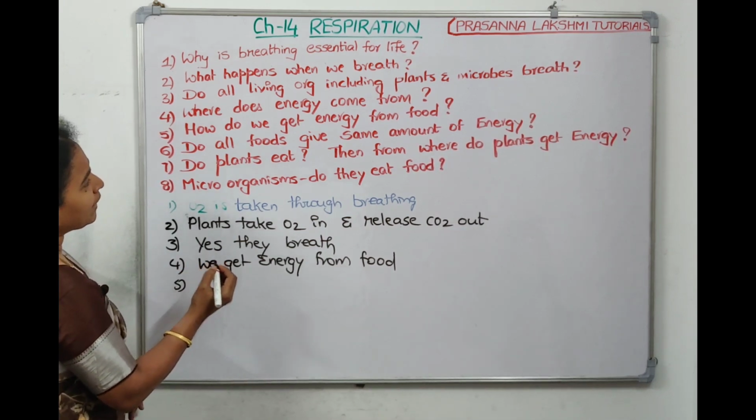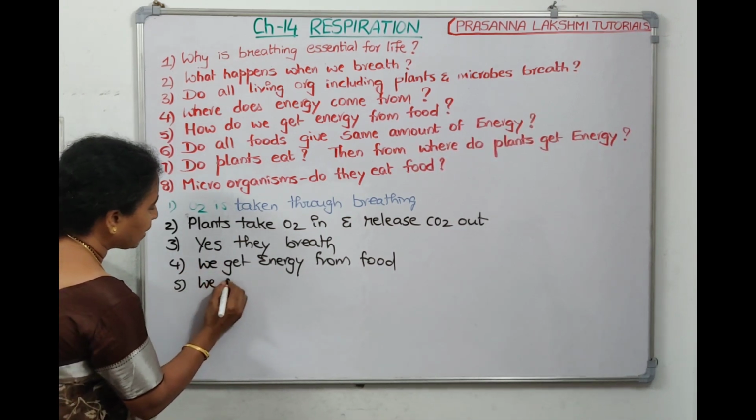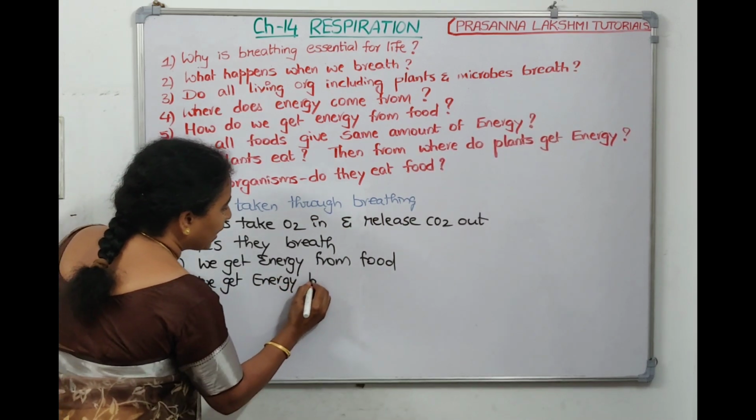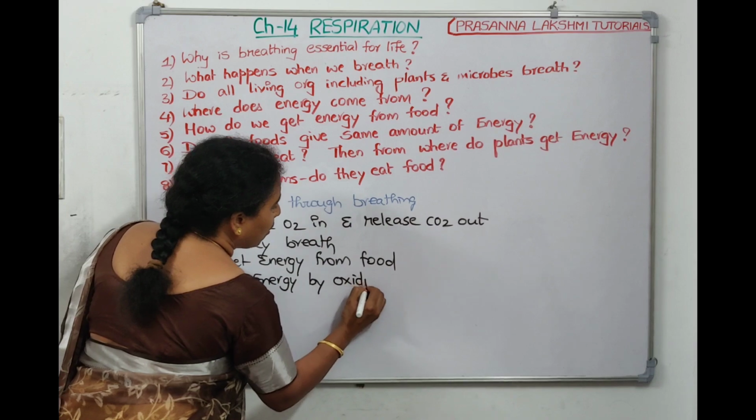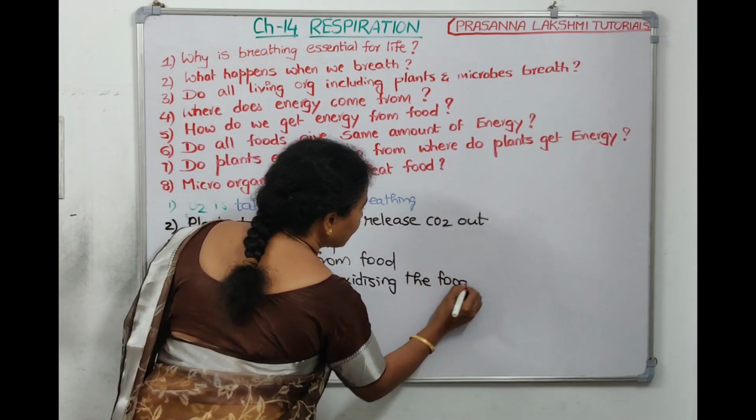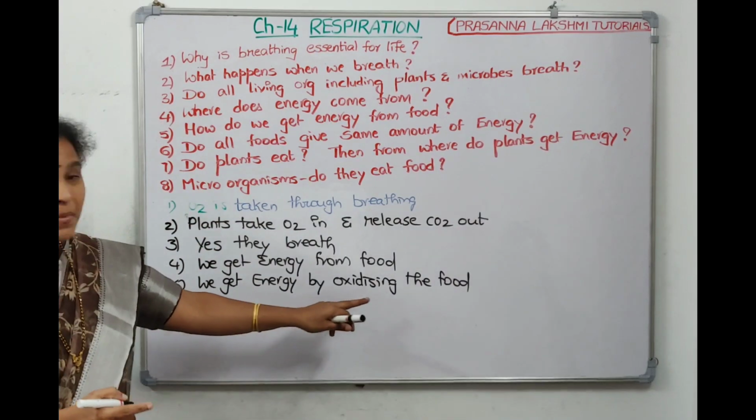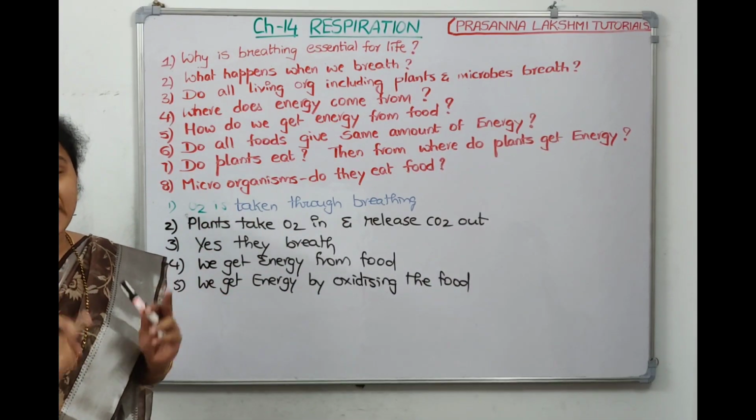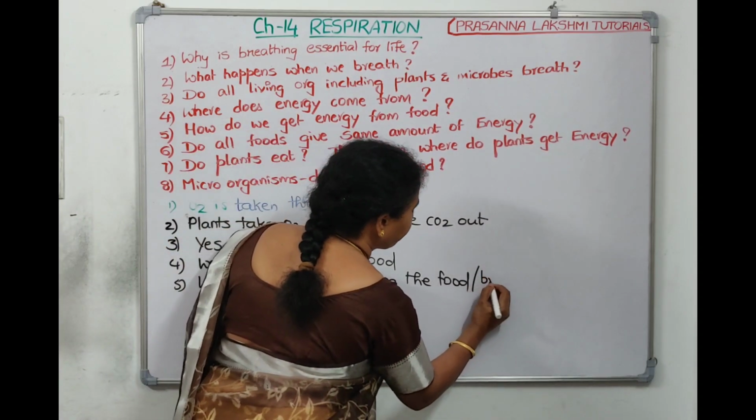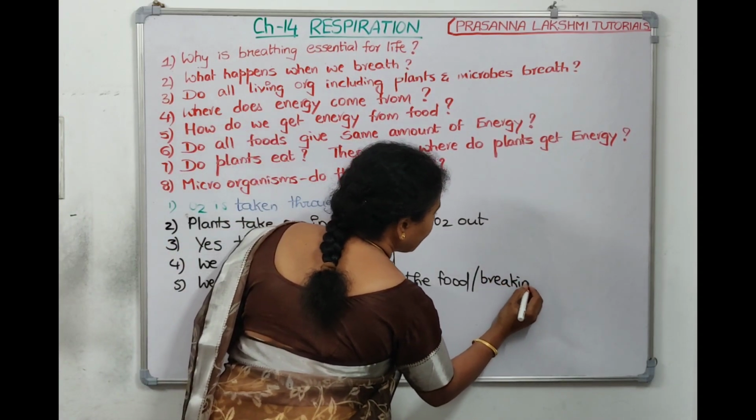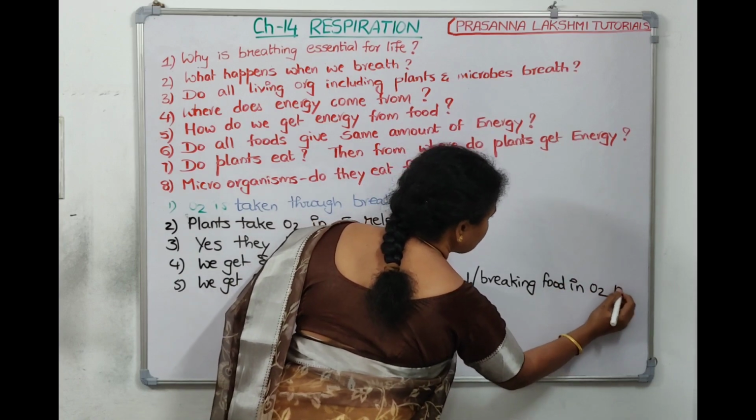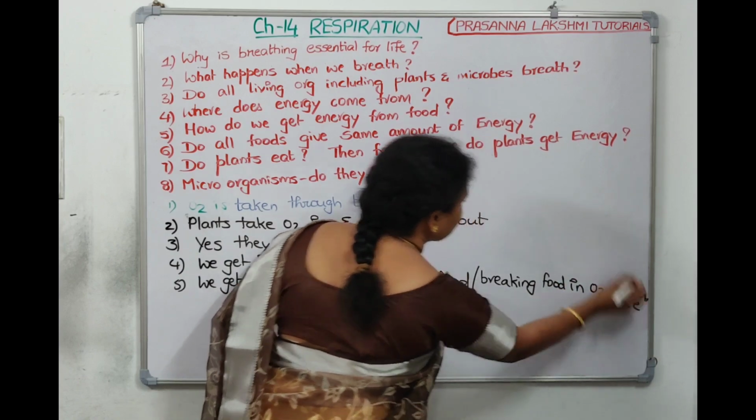So how do we get energy from food? We get energy by oxidizing the food. What do you mean by oxidizing the food? Breaking the food in presence of oxygen. Oxidizing the food means breaking food in oxygen presence, right?